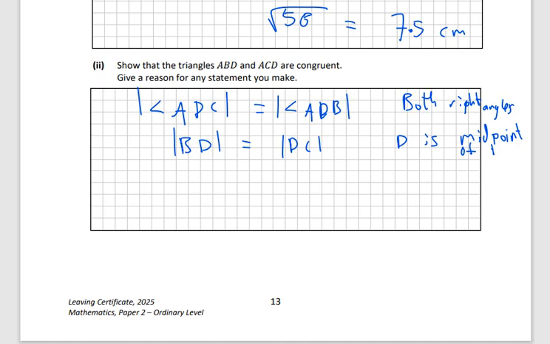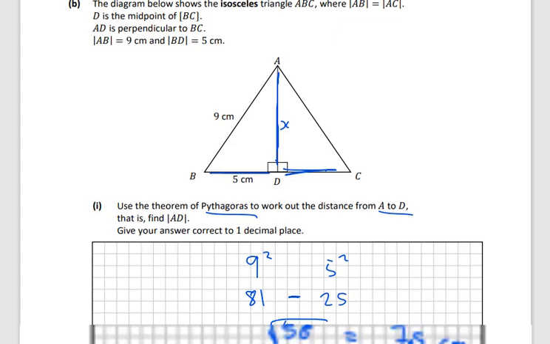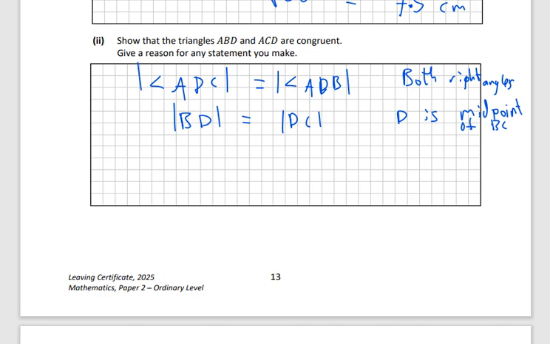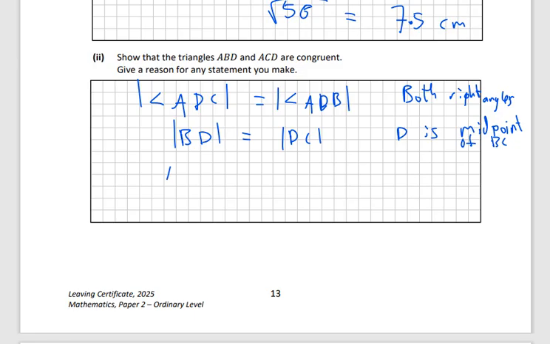And then we also know that that side there is the same in both triangles. It's AD in both triangles. So it has to be the same length as itself, obviously. So AD is equal to AD. It's the same side. So because of side, angle, side, it's congruent.